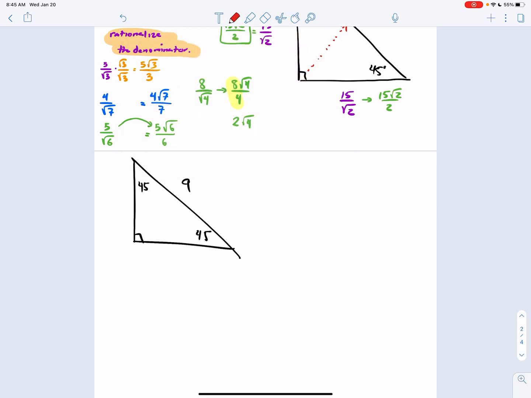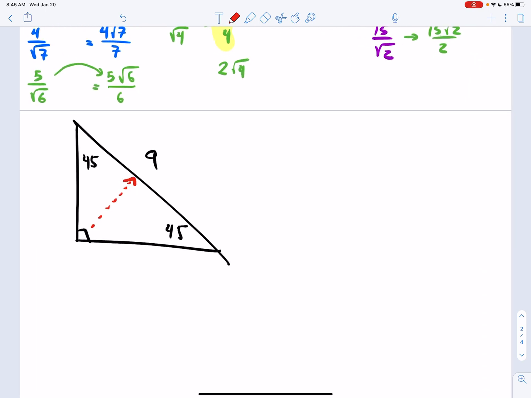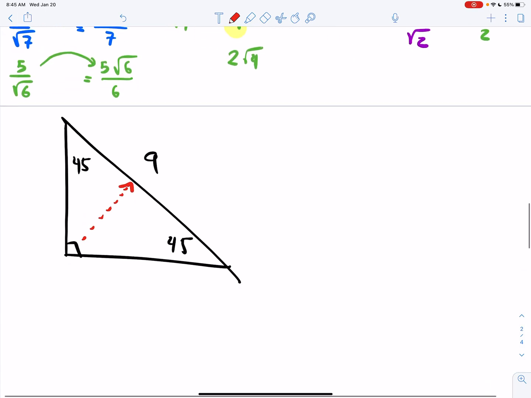Okay, so I know that opposite of 90 is the hypotenuse. And the hypotenuse for a 45, 45, 90 triangle should have a radical 2, but it's not there. So what you do is you put one in there, but then you balance it by putting one below the 9. Okay? So this is in front of the radical 2.